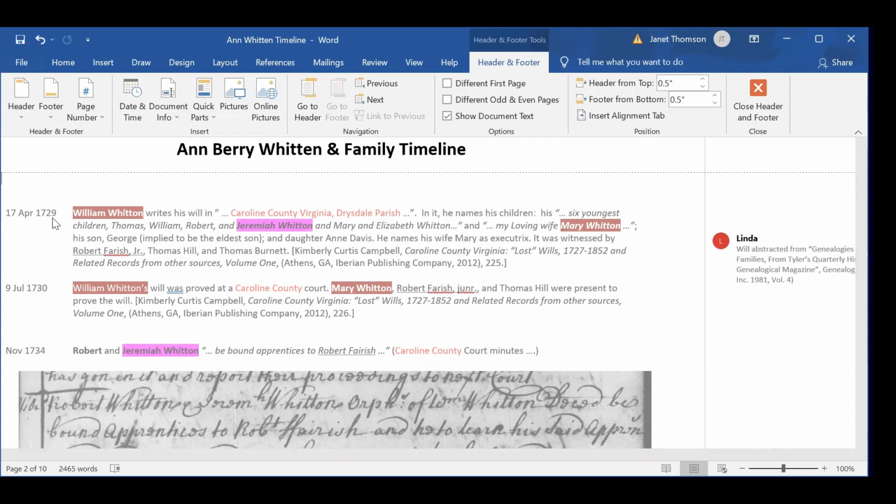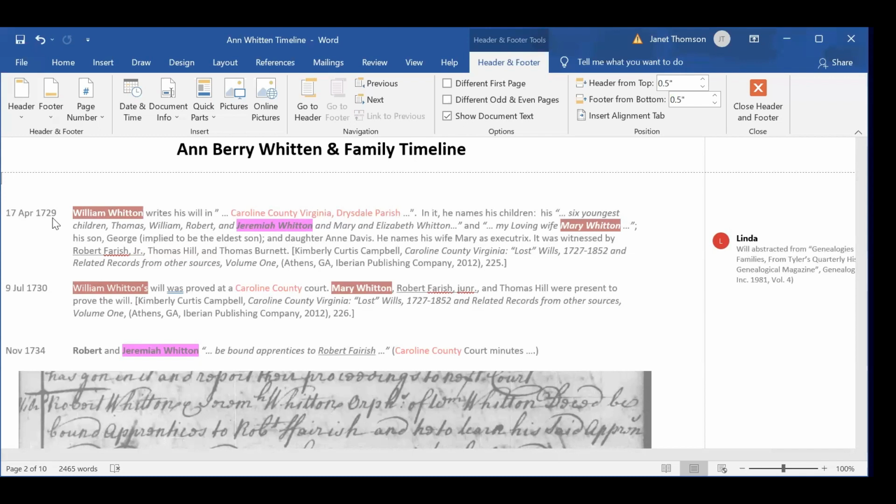William Whitten wrote in his will, he named his children, his 6 youngest children, Thomas, William, Robert, and Jeremiah Whitten, and Mary and Elizabeth Whitten, and then his loving wife, Mary Whitten, that's a nice bonus, his son, George, so that had to be probably the eldest son, and his daughter, Ann Davis, who apparently has married. He names his wife Mary as executrix. It's witnessed by Farish, Hill, and Burnett, and she gives you a very nice synopsis of the source record where she found this particular thing.